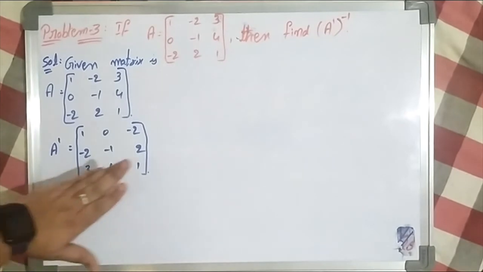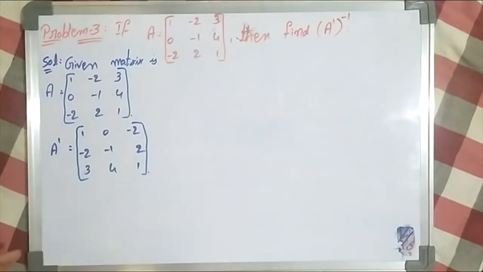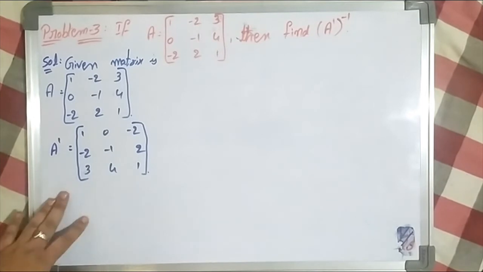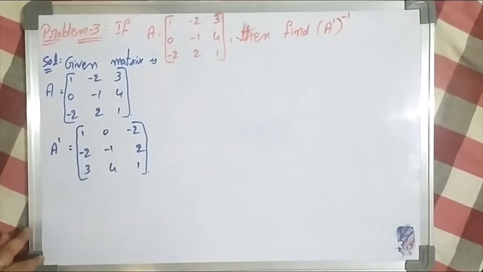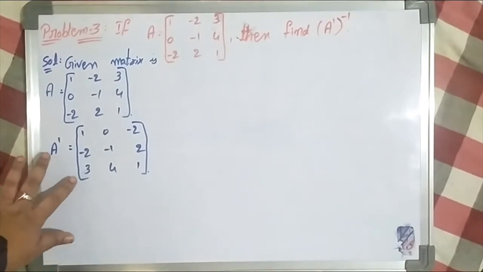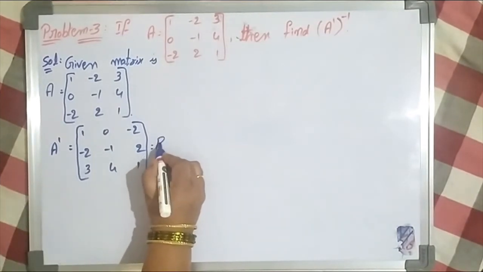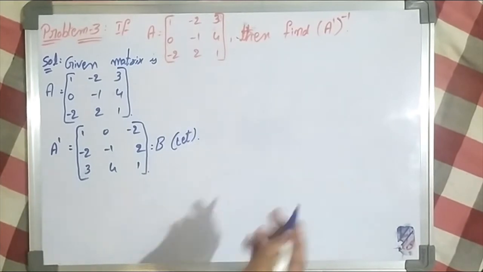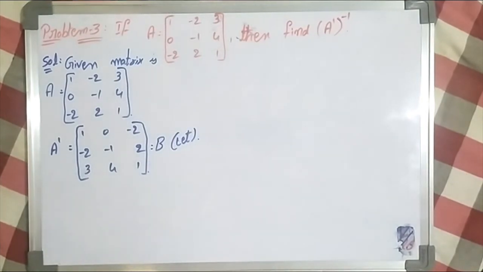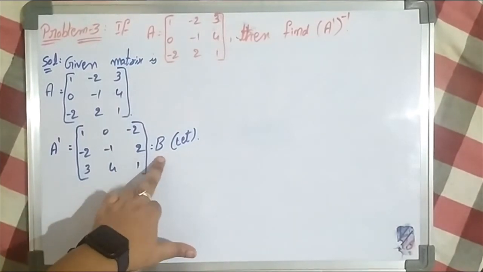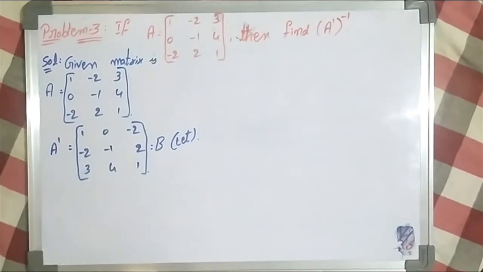From this onwards the procedure is the same. First we have to check whether the A transpose matrix is a singular matrix or a non-singular matrix. For finding that, the procedure is the same. For our convenience, let A transpose be B. Then we have to find the B inverse value. Directly we have to find the B inverse.